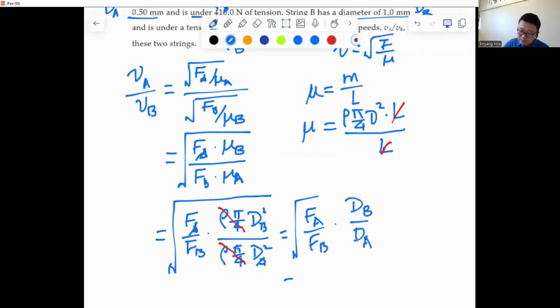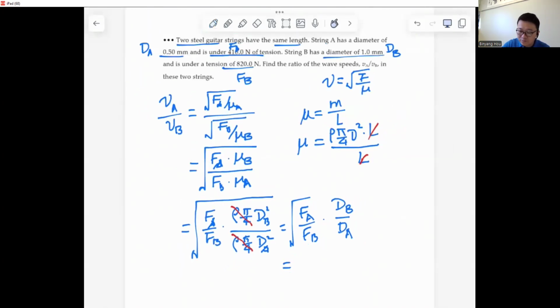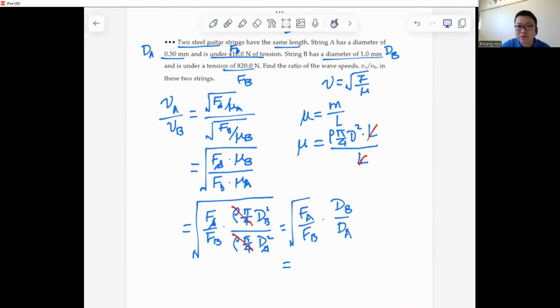So FA over FB, if you look carefully, it's like 410 over 820, right? So 820 is twice 410. So that gives you 1 over 2. So then this is square root of 1 over 2 for the first one, times dB over dA.